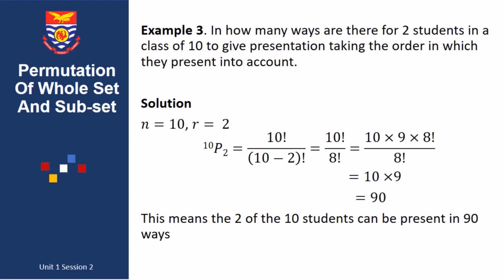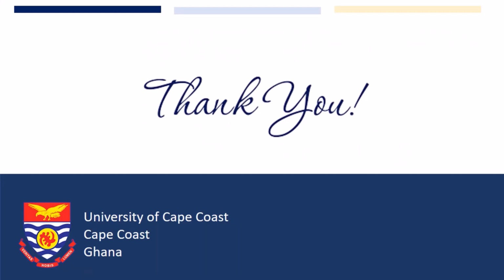So you see that I have 10 factorial over 8 factorial. So 10 factorial will be 10 times 9 times 8 factorial. In that case, I could cancel the 8 factorial over the denominator's 8 factorial, leaving me with 10 times 9 all over 1, which is the same as 90. So in this case, it means that the 2 of the 10 students can make their presentation in 90 ways. I hope you can work on one example. Thank you very much.